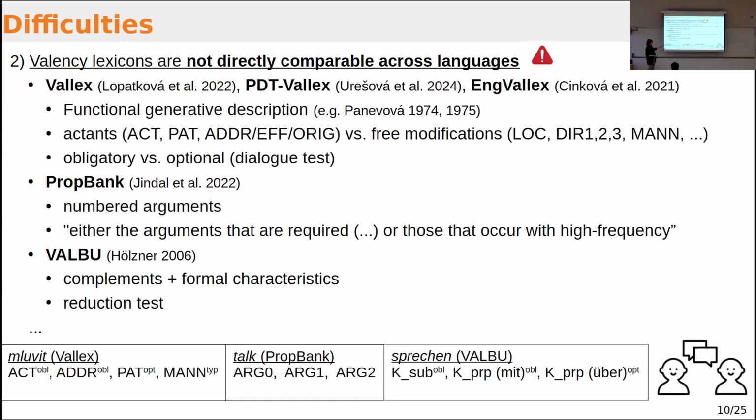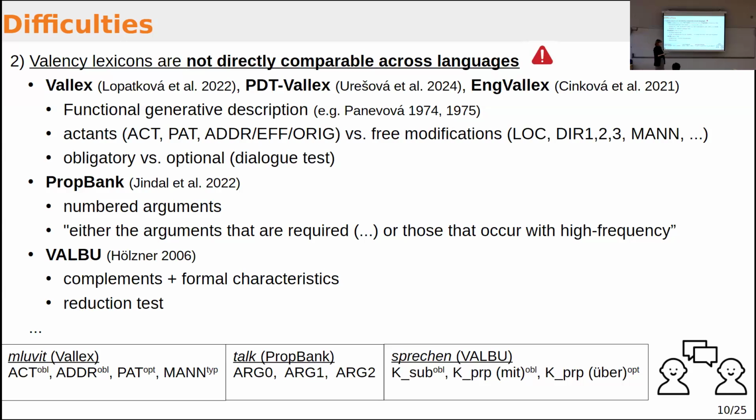And this is the description for it in Valex for the Czech verb. So we have some kinds of functor labels, the information about whether they're obligatory or optional. There's also some kind of formal characteristics that I don't mention here. For the PropBank verb in English, we just have 3 numbered arguments. And for the entry for the German verb in Valbu, we have the 3 complements.